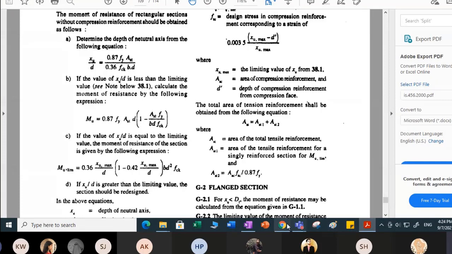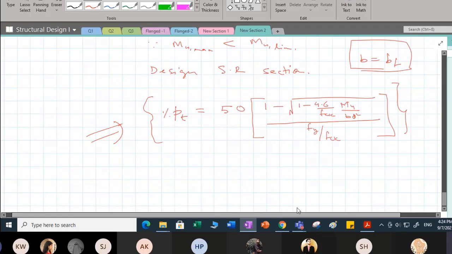Okay, but here whatever I have given, I have given percentage tension reinforcement. What do you mean by percentage tension reinforcement? This is 100 Ast by bd. So this percentage tension reinforcement, 100 Ast by bd, is given by this formula.